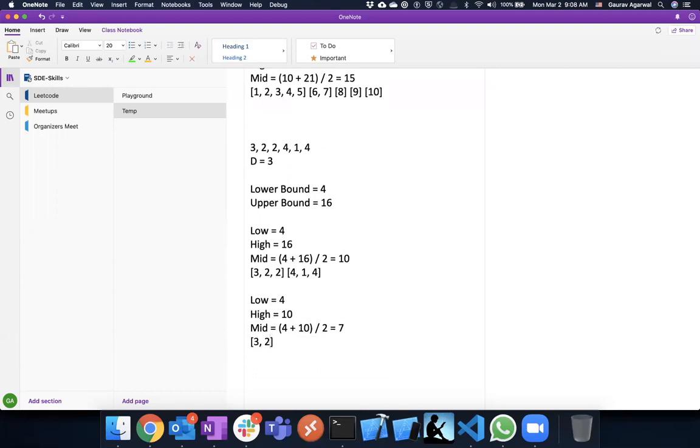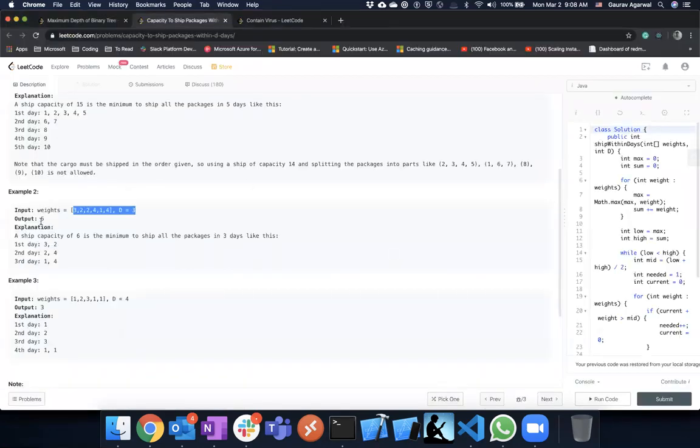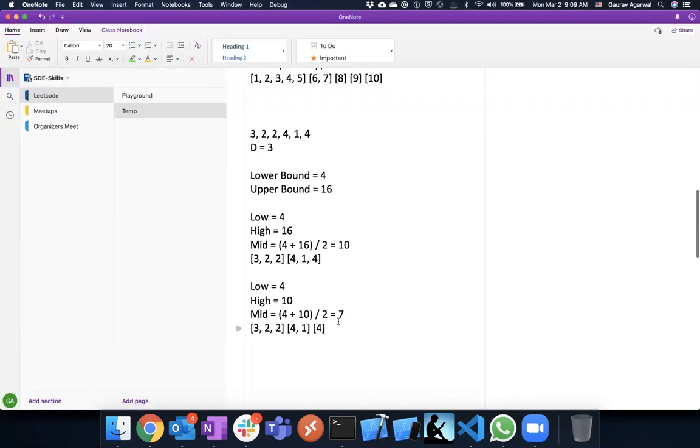3, 2, 2, 4, and 4. Now D is equal to 3. And what's the answer here? 6. But 7 should also work, yes. I don't see why.